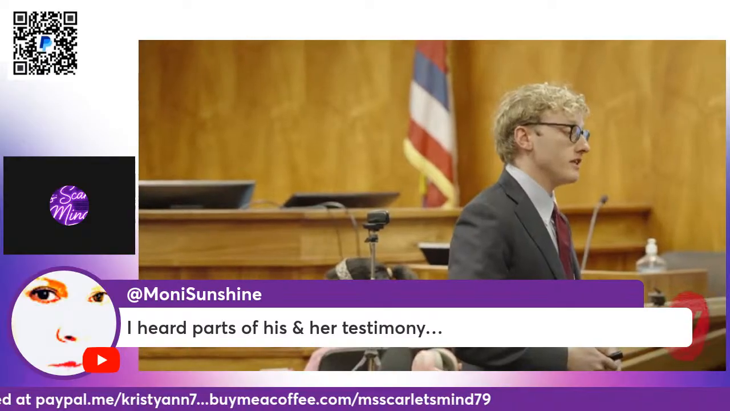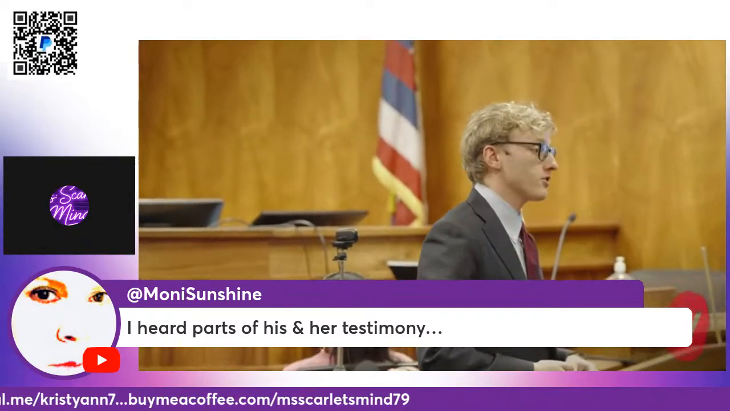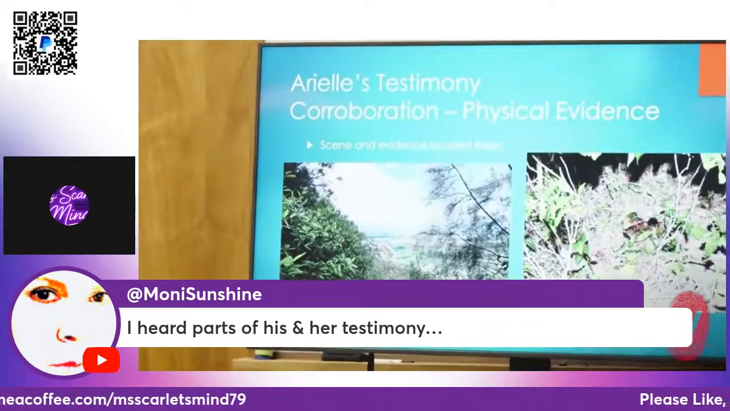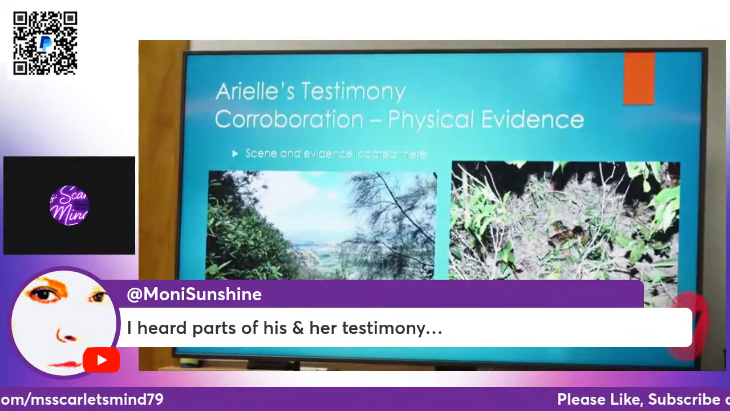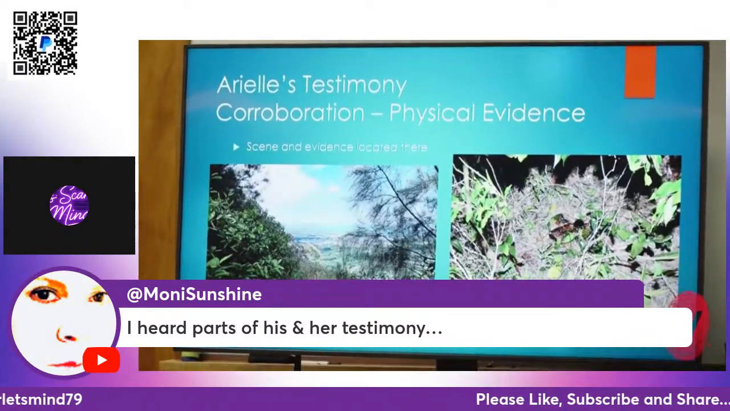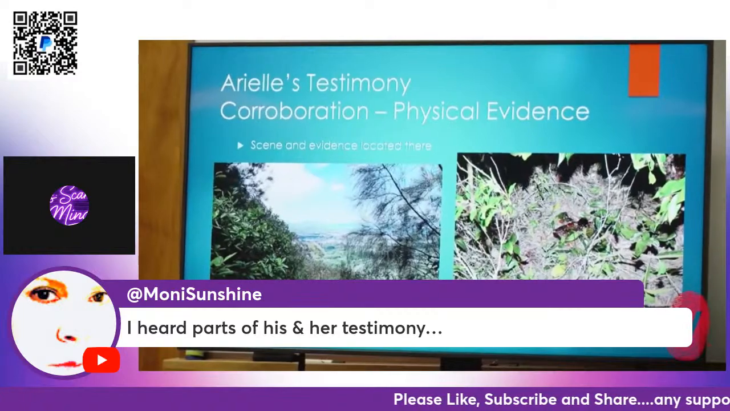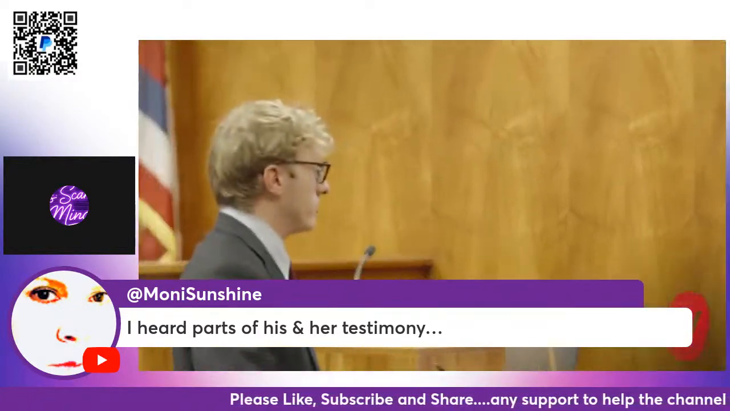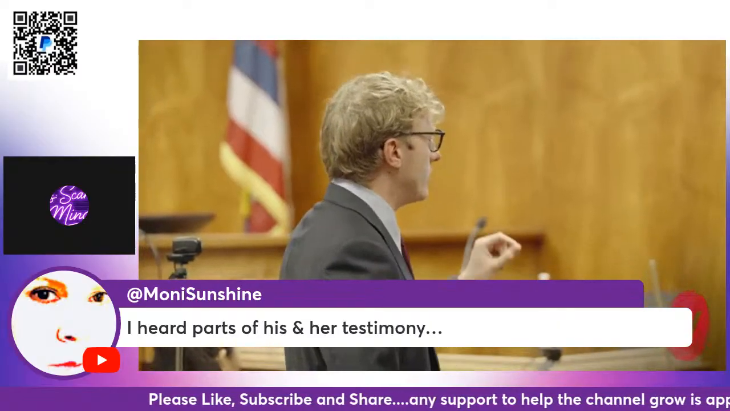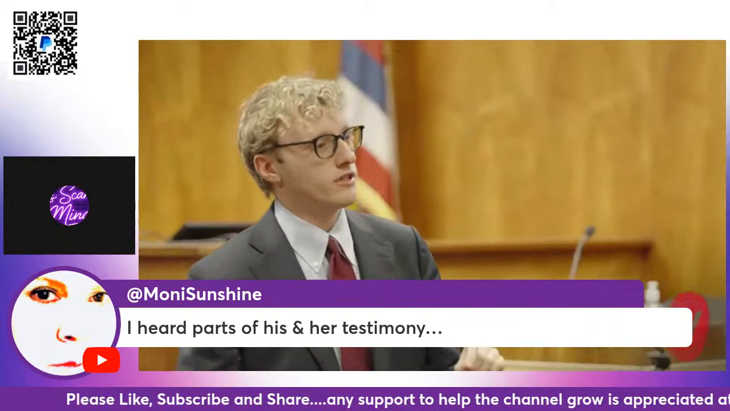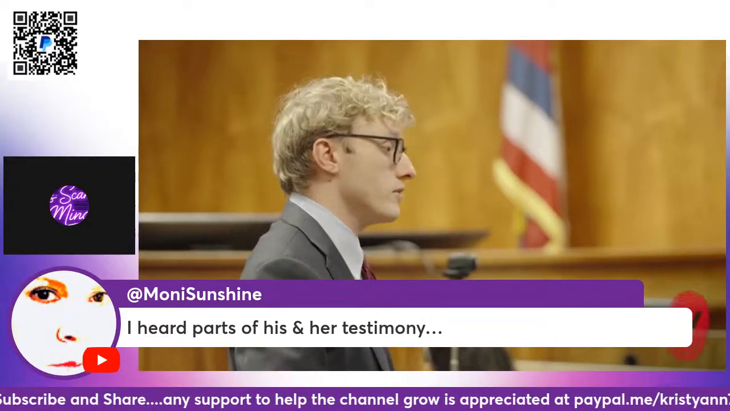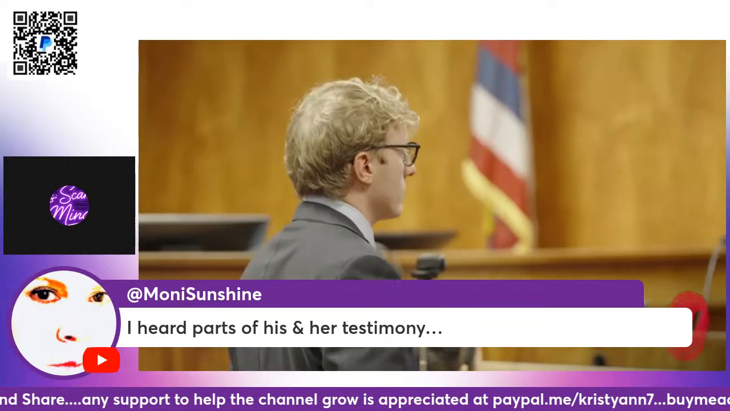You've seen the photos of the scene. Ariel's testimony is corroborated. There's the cliff. It's right there. There's the blood pool in the bush where the defendant was on top of her, where the defendant was hitting her. The physical evidence of the scene, the blood, the crushed plants, the location of this so close to the cliff edge, all corroborates Ariel. The physical evidence, the rock, corroborates Ariel.